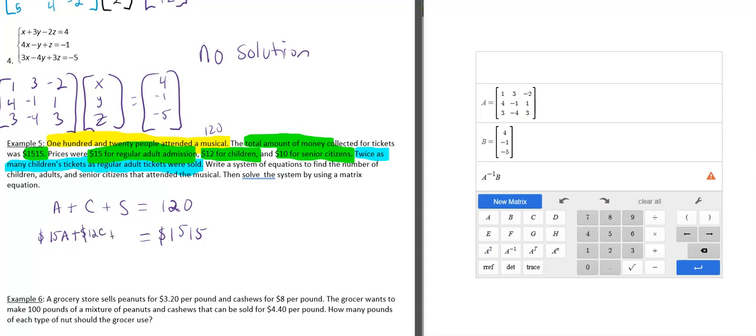So 12C. And then the senior citizen tickets are $10, so 10S. So some combination of these ticket prices made up $1,515. And then lastly, they told us right here in blue, it says twice as many children tickets as regular adult tickets were sold.